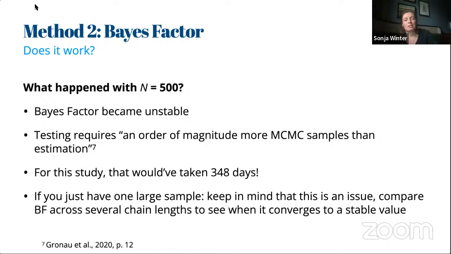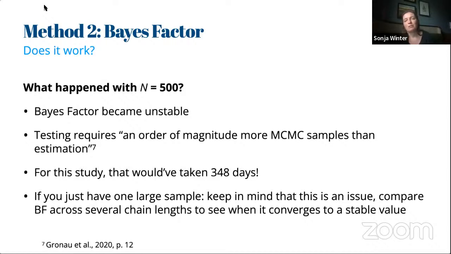This is something that, in my case, was a result of the package I used to compute the Bayes factor, which uses something called bridge sampling. And in their manual, they actually say that testing different models, or different prior models in this case, requires an order of magnitude more MCMC samples than estimation. So even though your model has converged according to your R hats, or effective sample sizes look good, you still need a magnitude more to get a stable Bayes factor estimate.